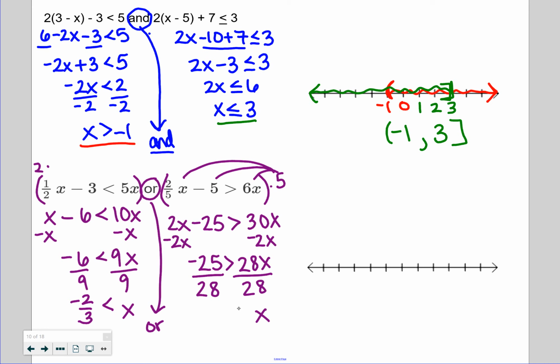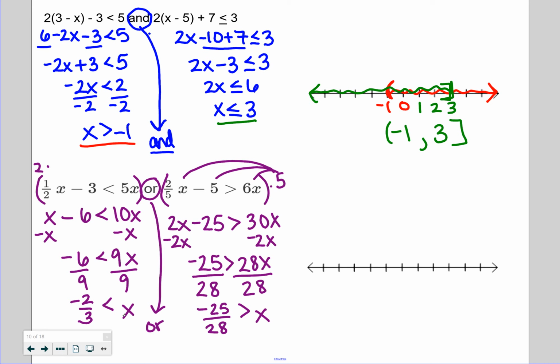So I have x less than negative 25/28, which is very close to -1. If you type that in your calculator, it's closer to -1 than -2/3 is. So now let's graph these.